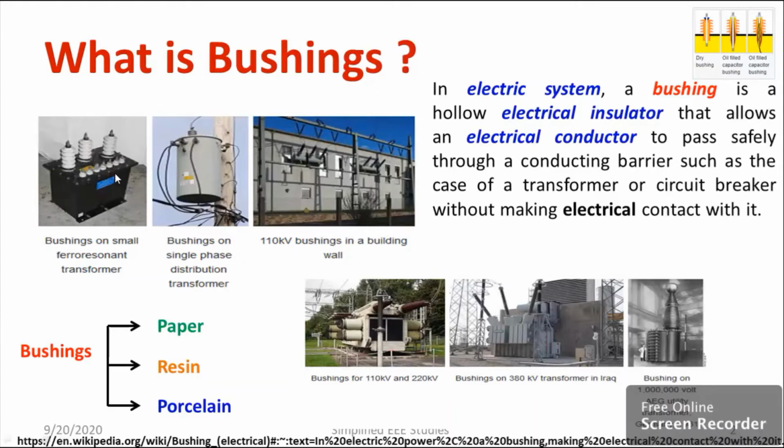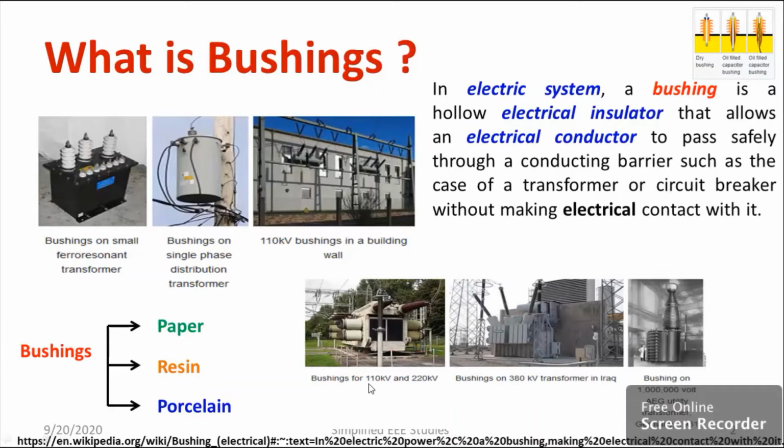You can observe the diagram of bushing in different equipment, especially for a small ferro-resonant transformer, you can observe the bushings. Here is one of the pole mounted substations, one of the transformers you can observe over there. Bushings on a single phase transformer, you can observe here, are where you are going to take the connections. As you can observe, 110 kV bushings in the building wall. Here, these are the points of bushings. You are going to take the connection from the bushings. If bushings are not there, definitely there is a chance of getting short circuited.